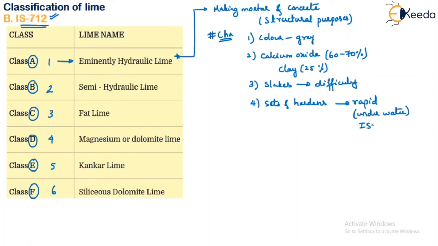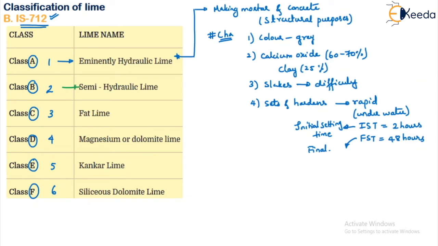So the initial setting time for this particular class A type of eminently hydraulic lime is about 2 hours, and the final setting time is about 48 hours. Note, everywhere I'm using IST, it is nothing but the initial setting time, and this is nothing but the final setting time. Okay. Now moving on to the second one.